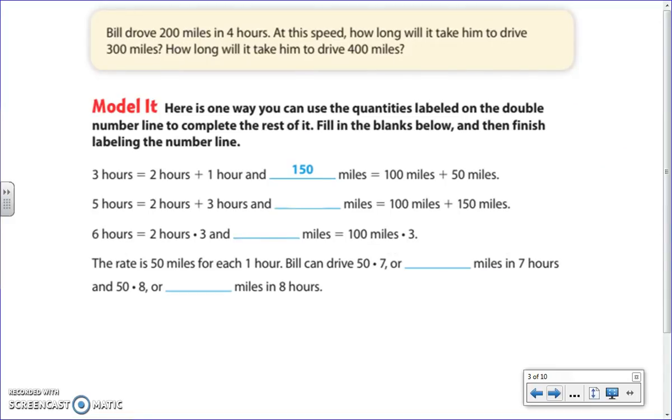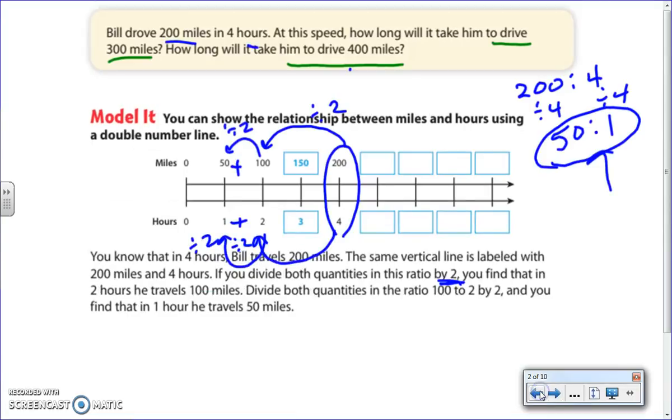Okay, so I'm using an addition pattern for the first part here. It then says 5 hours equals 2 hours plus 3 hours, and blank miles equals 100 miles plus 150 miles. So again, I'm going to look at this double number line, and I see that I need to figure out what this number would be. 2 plus 3, that equals 5. And so 100 plus 150 would equal 250.